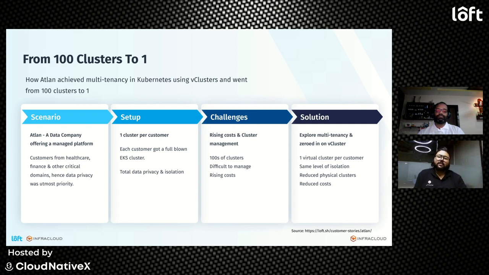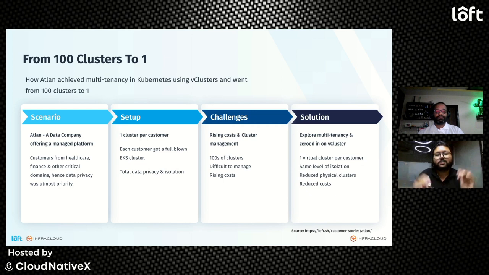So that's when Atom was searching for a solution that could give them the same degree of isolation and security that an individual cluster provides, but something more scalable, easier to manage, and also cost effective. And that's where they explored multi-tenancy and zeroed in on vClusters, the same demo that Sachin showed. What they did was dedicate one virtual cluster per customer. So instead of giving them a dedicated, fully blown EKS cluster, they gave them one virtual cluster per customer. With that, they were able to give them the required isolation, separation, and security. So that checkbox was ticked.